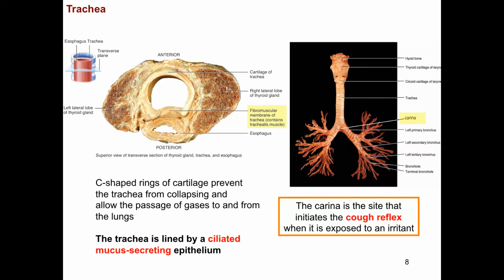Now, the other thing I want to note is that the trachea is lined by a ciliated mucus-secreting epithelium. It's a pseudostratified ciliated one, and I'm going to show you a picture of that and explain again why that is so important. And I also use this slide to show you the location of the cough reflex, which is right at the end of the trachea where it branches into two bronchi. And this is called the carina, all right? So we have sensitive cells here that will detect any type of particulate matter and will initiate the coughing reflex.